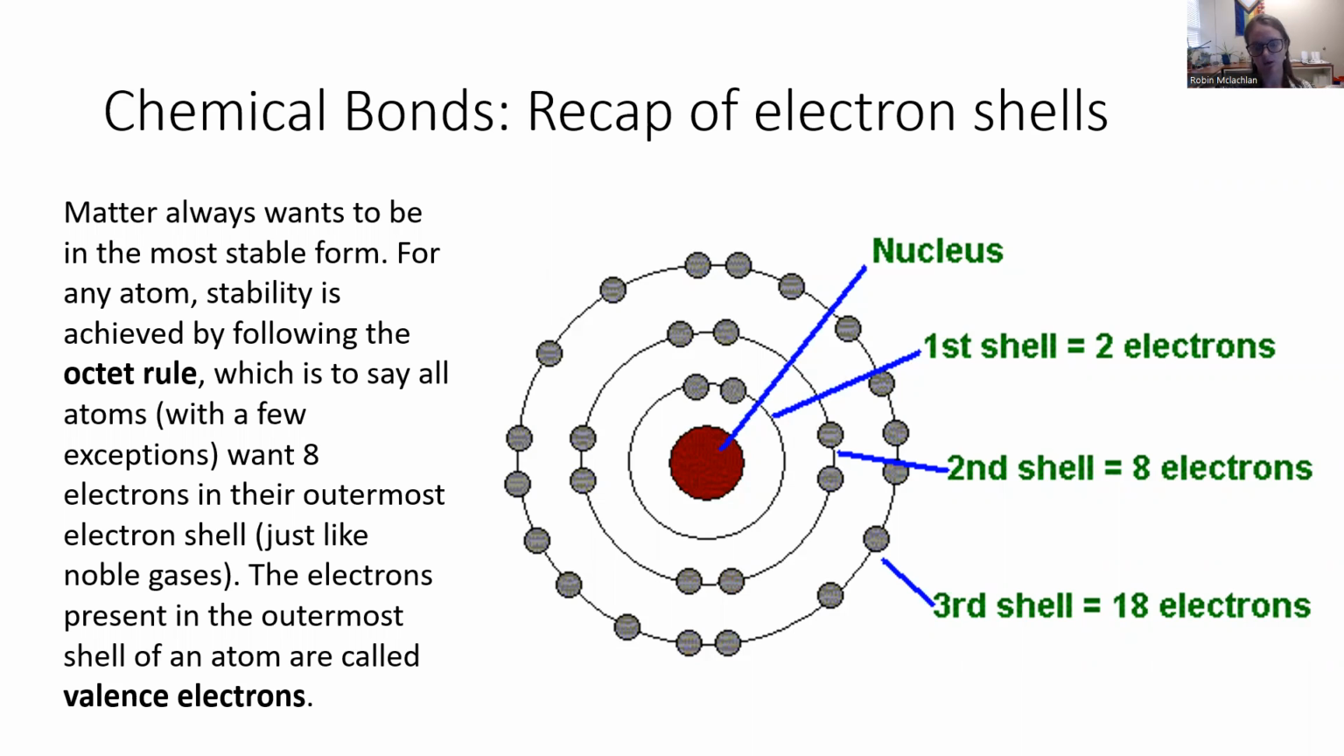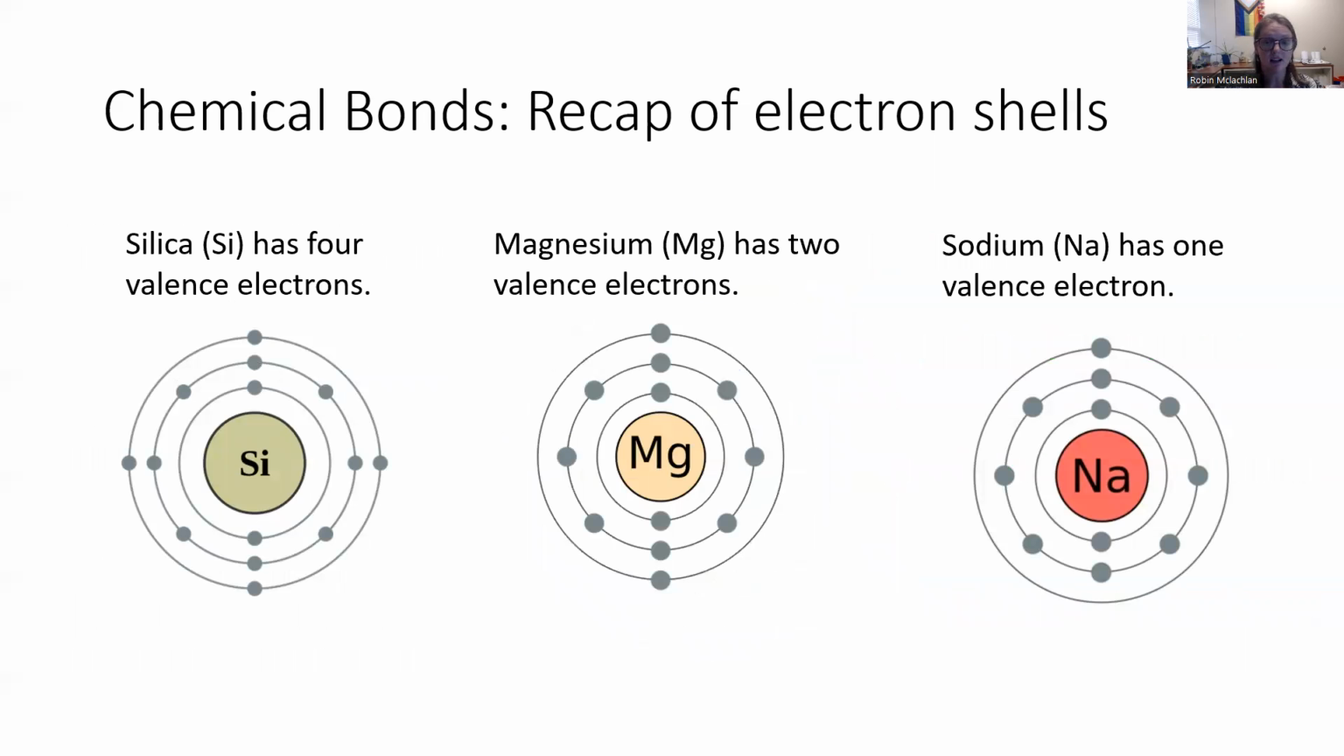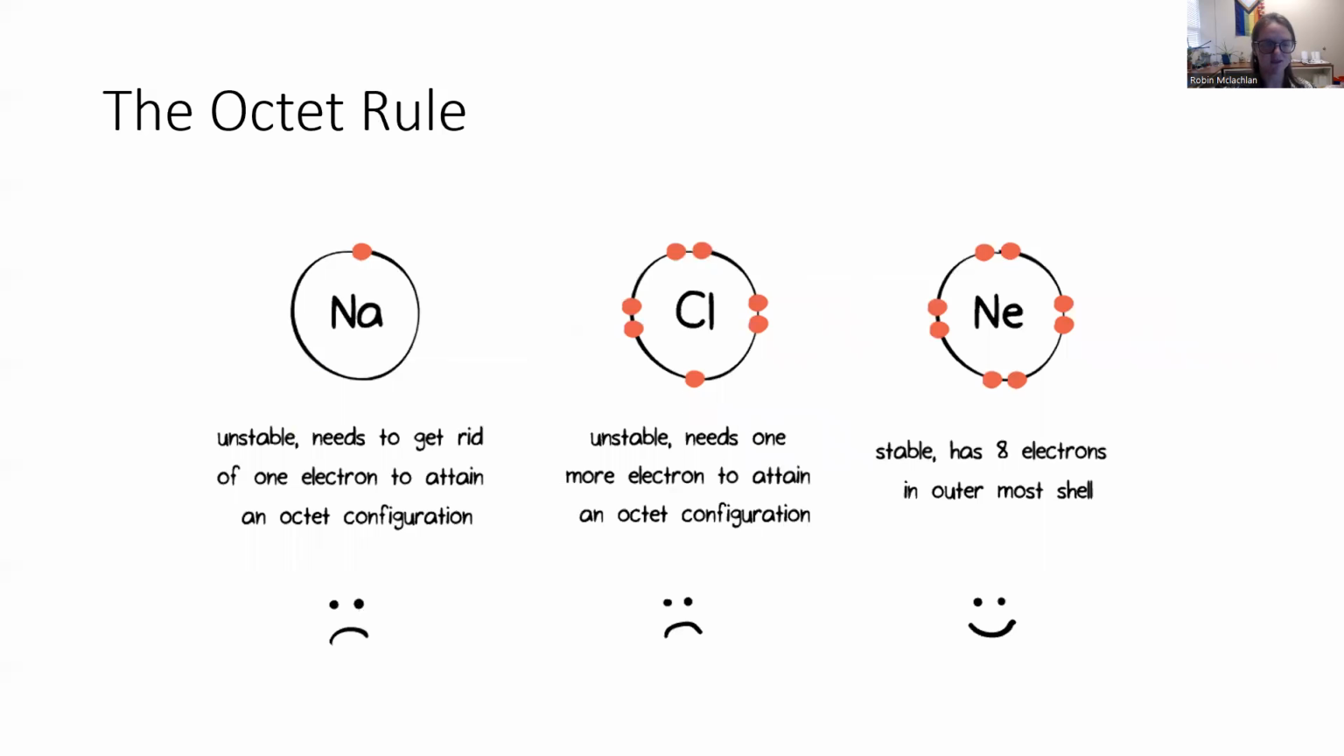And we have this octet rule, which says that in general, an atom is most stable, right, if there are 8 electrons in that outermost shell. So if it has 8 valence electrons, the atom is stable. Now, not all elements naturally have 8 valence electrons. So for example, silica has 4, magnesium has 2, sodium just has 1. So on their own, none of these elements are stable, right? So in order to become more stable, they're going to want to bond with another element, right? So let's have some examples of that.